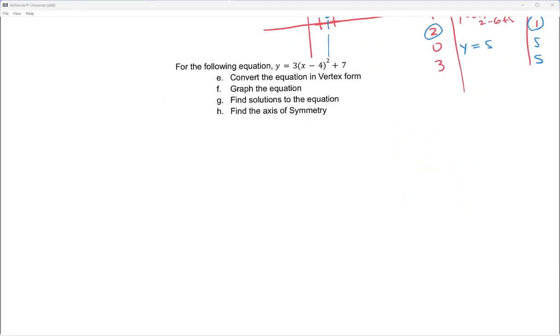This is supposed to be converted to standard form. So y equals 3 times (x minus 4) times (x minus 4) plus 7. FOIL this out, it'll be 3 times (x squared minus 4x plus 16) plus 7. Distribute the 3 and combine like terms.